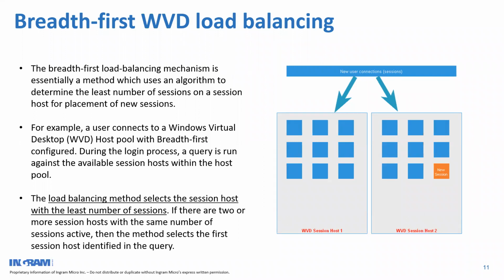So if it's a fresh setup and you have 2 session hosts, then the first session will be sent to session host 1, the second one will be sent to session host 2, the third will be sent to session host 1. So it basically checks which of your session host has the least number of sessions within it, and then sends the connection to it. So that is breadth first. So it checks all the session hosts, and then the new incoming request is sent to the session host which has the least number of sessions with them.